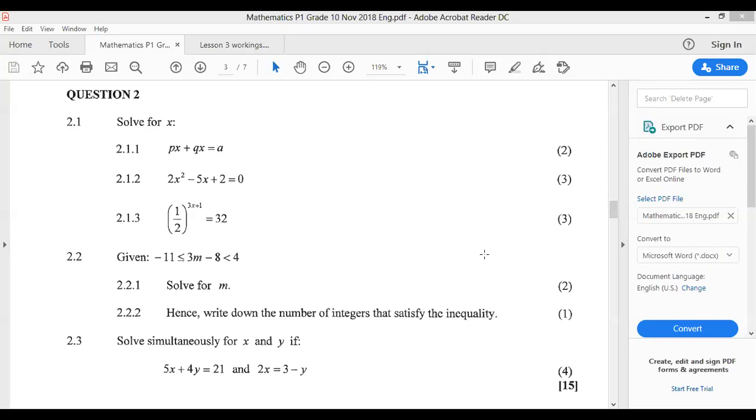Yes, Miss P, you must factorize also in an equation. Yes, so we have to factorize. Factorization applies everywhere, guys. Everywhere, whether in equations, when you simplify, or whatever.